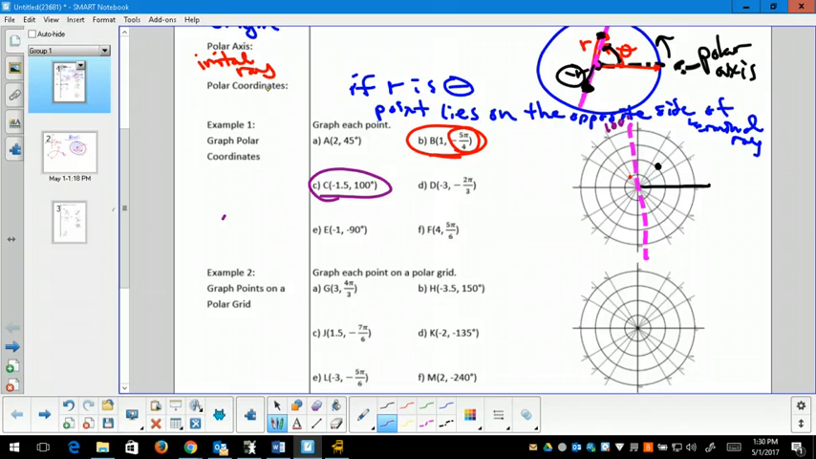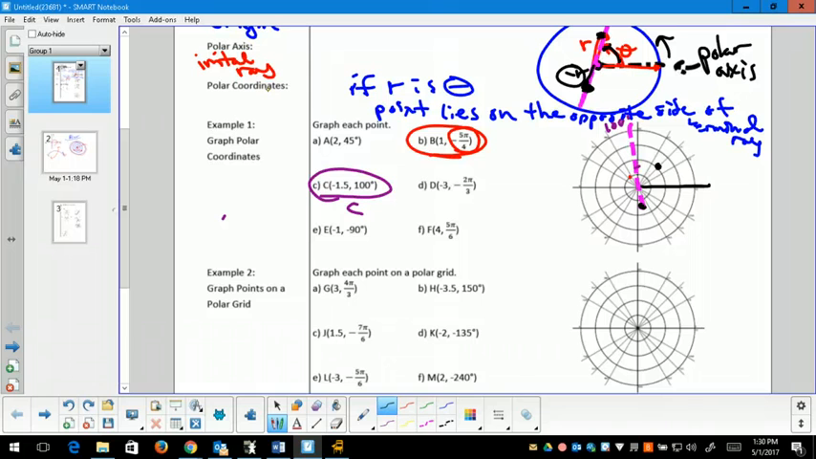And I'm supposed to go to negative 1.5. So if I went from here to here, that's 100 degrees, and 1.5 would be right there, but I don't want it there, right? It's got to go where? 180 degrees further. So I'm going to come to the other side of the diagonal and go 1.5 along the diameter. There's point C. Point C is right here.